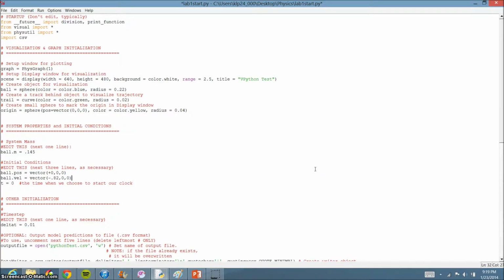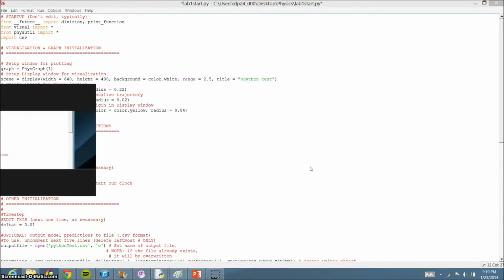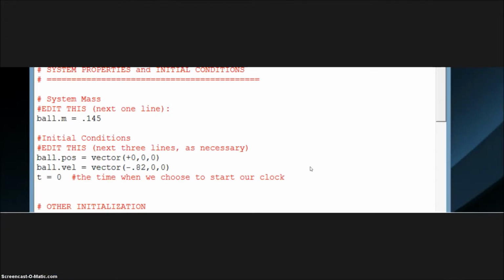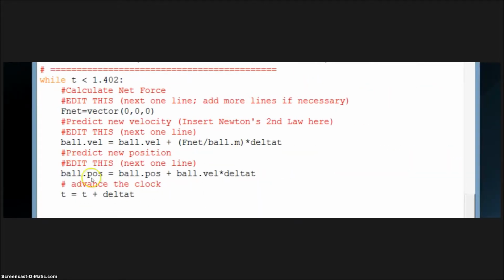Using VPython, I was able to create a computational model that illustrates the ball's movement based on just a couple pieces of data. Looking at the code, you can see that I included pieces of data from the experiment, including the ball's mass, which is 0.145 kilograms, beginning position, and beginning velocity, as well as the start time. I also wanted to run this code for the time my ball is rolling in the video, so it is run while time is less than 1.402 seconds.